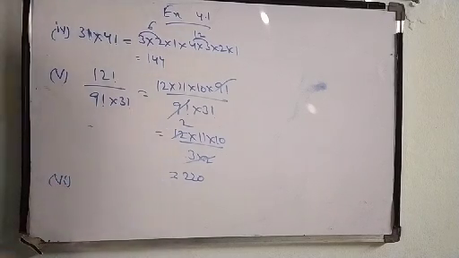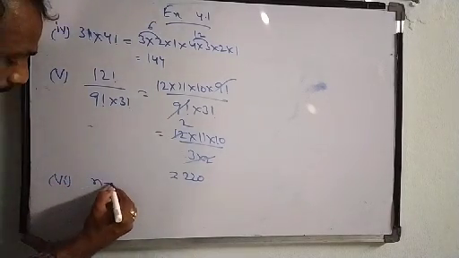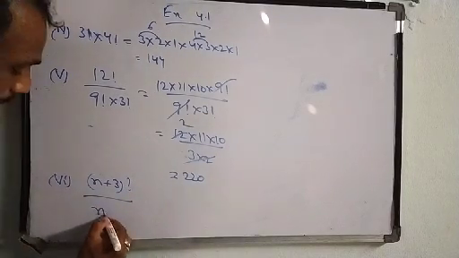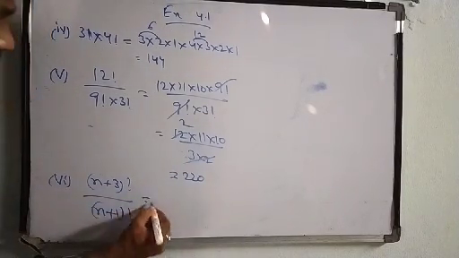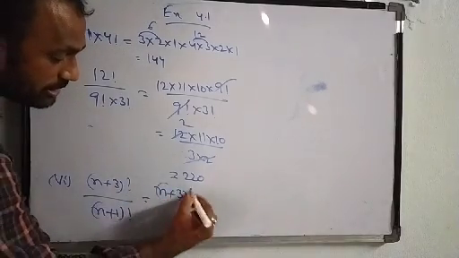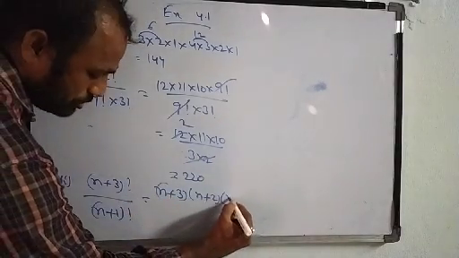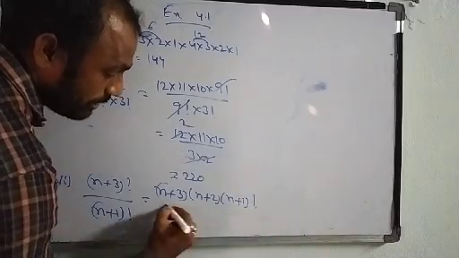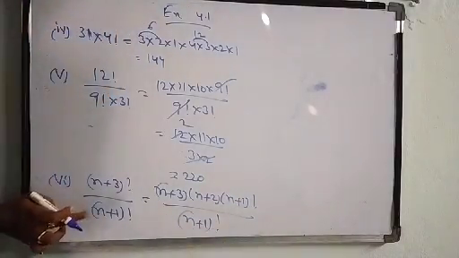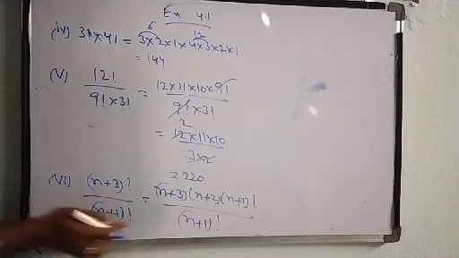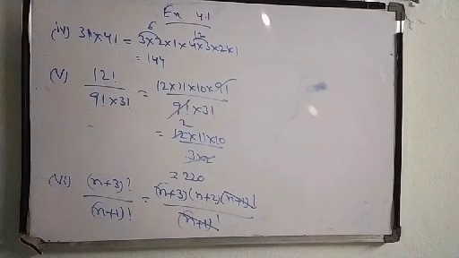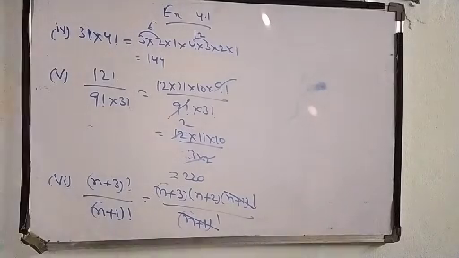Next, let us take the sixth subdivision, n plus 3 factorial by n plus 1 factorial. So let us write the continuous n plus 3 into n plus 2 into n plus 1 factorial by n plus 1 factorial. Why we have stopped at n plus 1 factorial means here in the denominator we have n plus 1 factorial. So these two get cancelled. Answer will be n plus 3 into n plus 2.